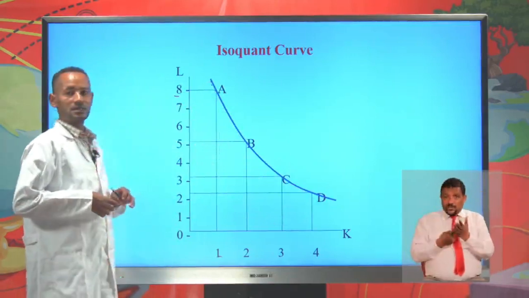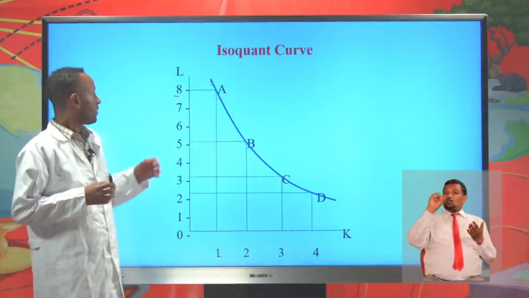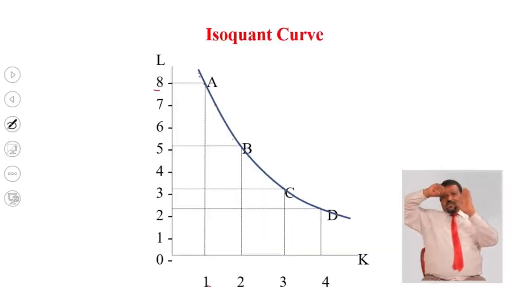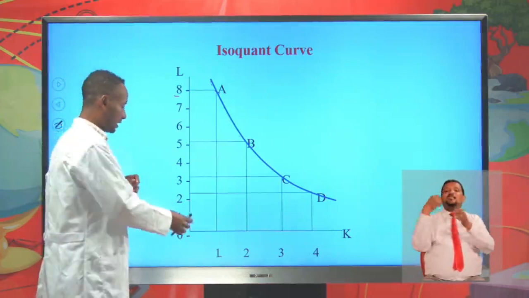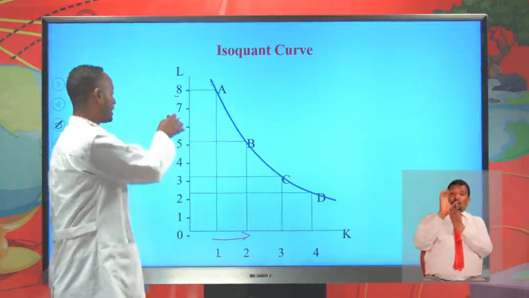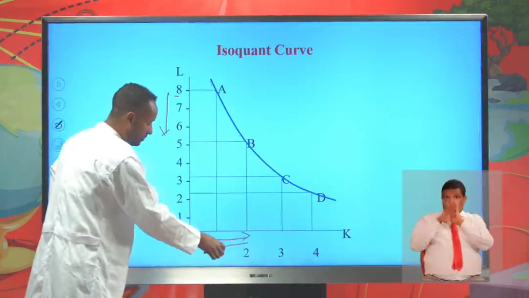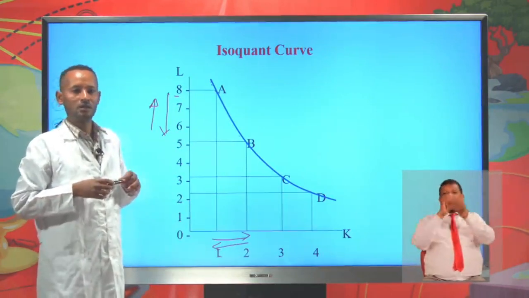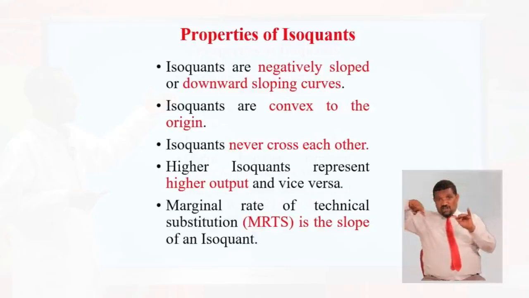Now from this, let's see some of the properties, or characteristics, of isoquants. First of all, isoquants are negatively sloped. Isoquants are downward sloping curves because there is an inverse relationship between the two variables, capital and labor. As we increase employment of the variable input capital, we are reducing employment of labor. As we reduce capital, we are increasing labor. Due to this inverse relationship between the two variables on the x and y axes, the slope of such a curve is negative.